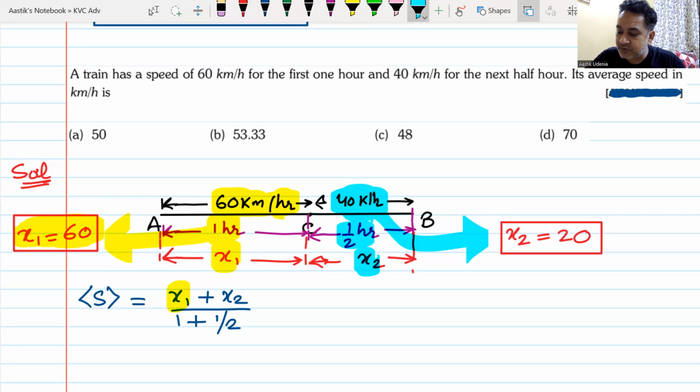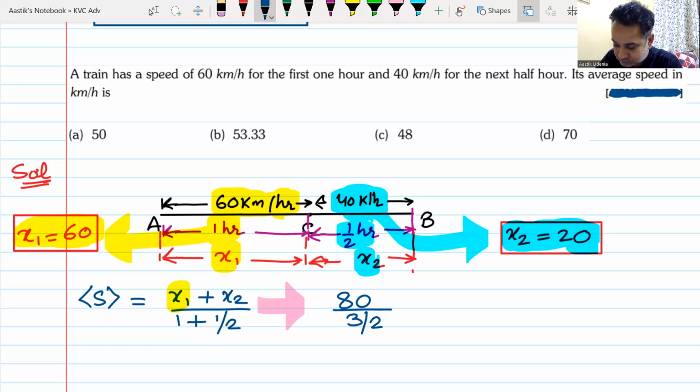Now, can you tell me, beta, what is the average speed? Putting everything together. Can you tell me what is the average speed, bacha? It would be 60 plus 20 divided by 1 plus 1 by 2, that is 80 divided by 3 by 2. So it will be 160 divided by 3 kilometer per hour. Yes or no, bacha? Yes, sir. That was the answer that I was looking for. Well done.